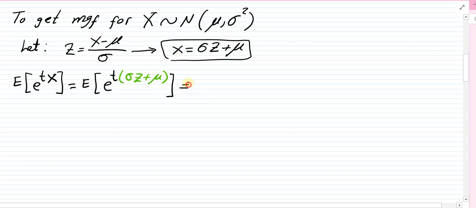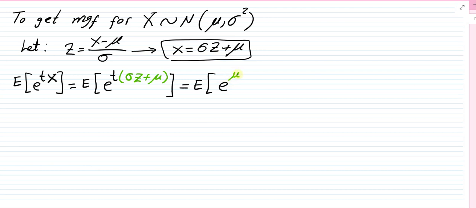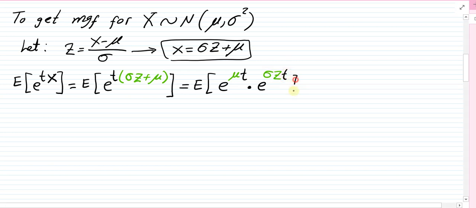Okay, what are we going to do next? Next, I'm going to actually break this inside the bracket. I'm going to write it as e to mu t. That's mu and then t. In other words, I'm distributing t and breaking the exponent into 2 parts, a product of e to mu t and e to sigma z times t, right? That's what that's going to be.